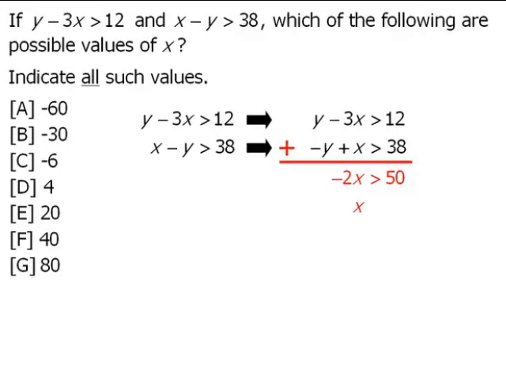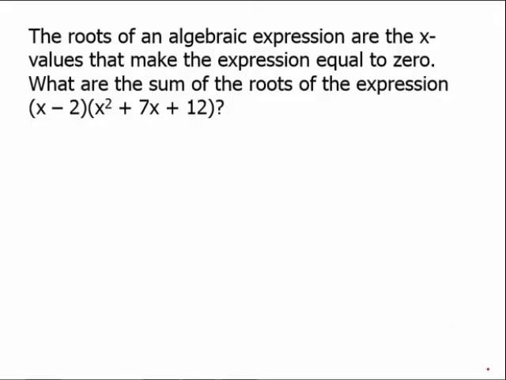-2x divided by -2 is x, and 50 divided by -2 is -25. Now, since we have divided both sides of our inequality by a negative value, we must reverse the direction of our sign. So x is any number less than 25. When we check our answer choices, we see that these two satisfy that condition. So this is our answer.